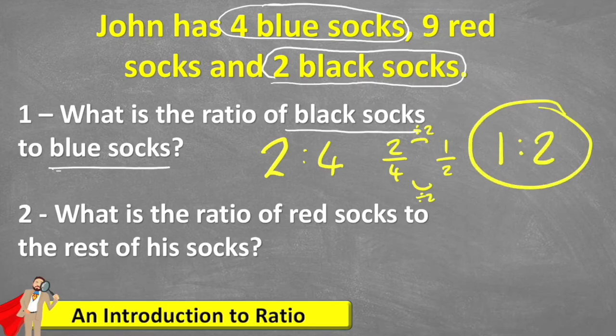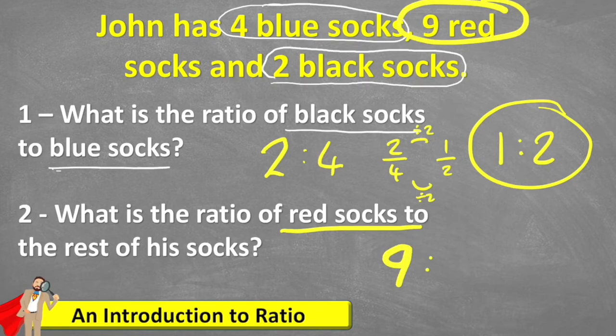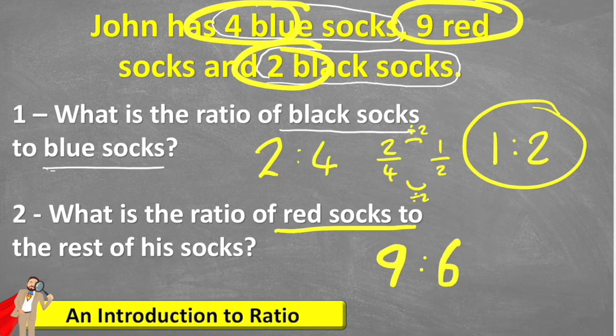Then my second question says, what is the ratio of red socks to the rest of the socks? So this is a 2-step problem. So how many red socks do we have first of all? Well, I have 9 red socks, so I know that I'm going to be starting with 9 to something, and then I need to actually calculate my blue socks and my black socks, and 2 plus 4 is 6. So my ratio is 9 to 6.